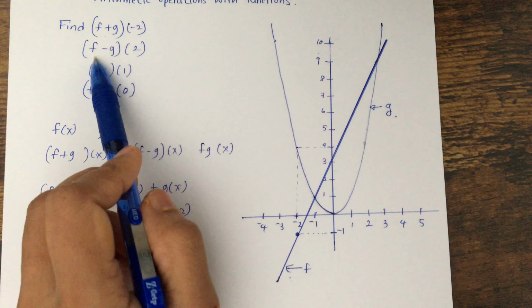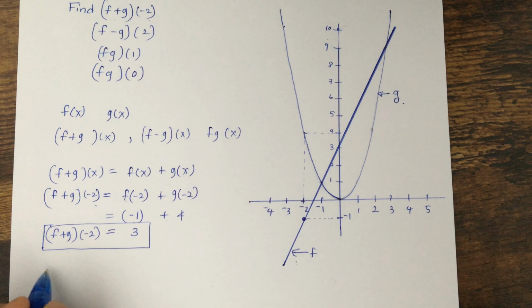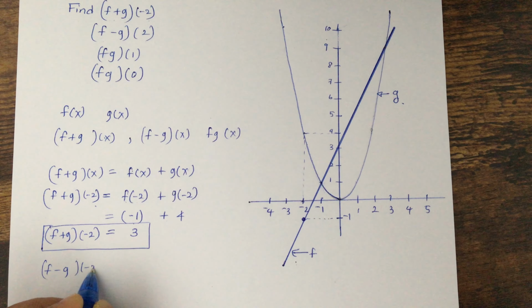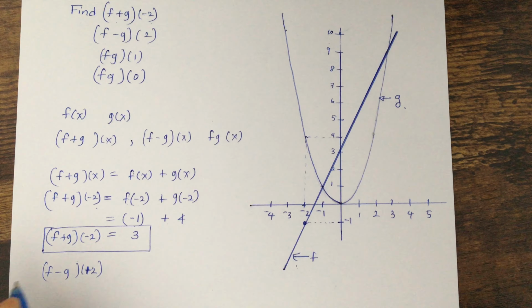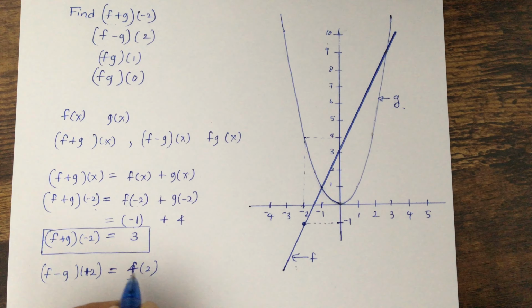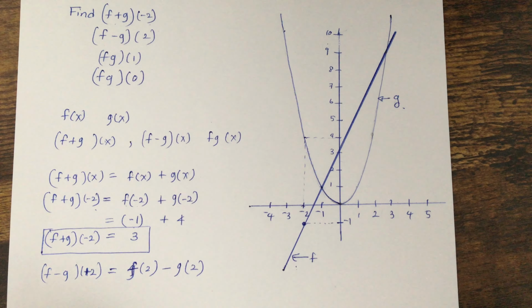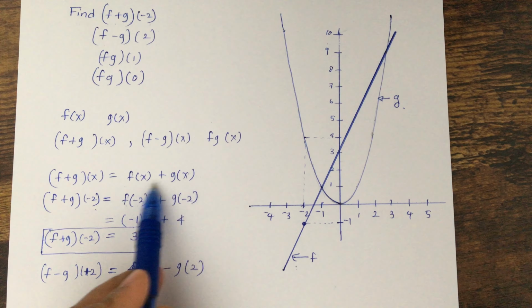Okay, let's look at f minus g of 2. So f minus g of 2, right? So you can write this one as f of 2 minus g of 2, like this, like we did in the summation.